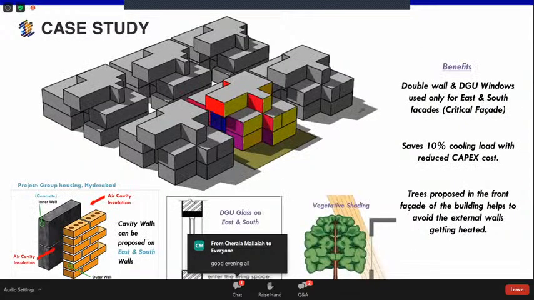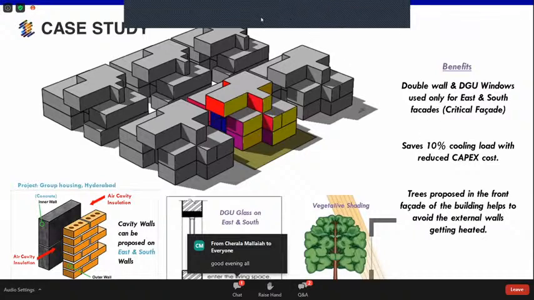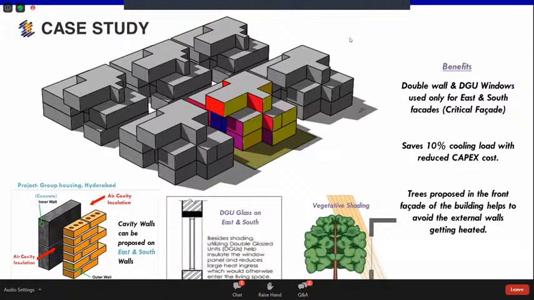So this is the case study building. This is the case study of the group housing which we did in Hyderabad. This is one of the premier housing projects, with around 300 plus individual villas. When they started to design it, like everybody, they wanted to design it as a sustainable building. They initially proposed a double wall and DGU glass windows for all the facades.